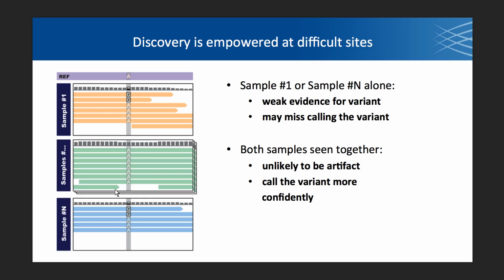But when you look at the evidence from all of those samples together, now that you've seen 4 reads across all of your samples, that's a lot more evidence that makes you a lot more confident in that variant. It also shows that it's unlikely to be just a sequencing artifact, because 1 read could admittedly be a sequencing artifact, 2 reads in the same individual still, but once you've seen 4 across your whole cohort, you can dramatically improve your confidence.